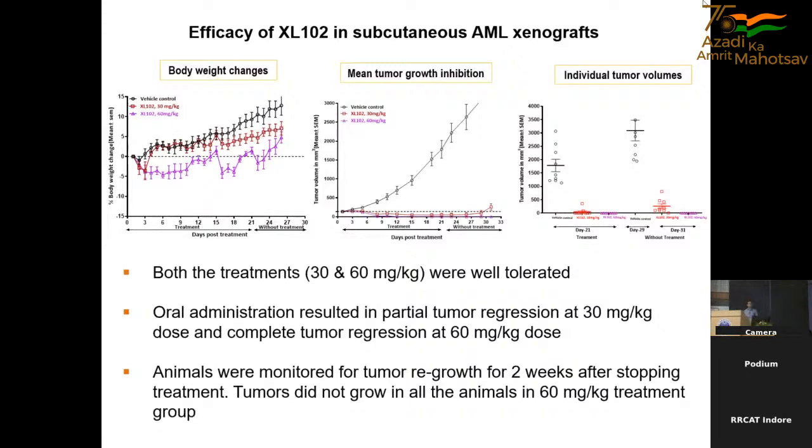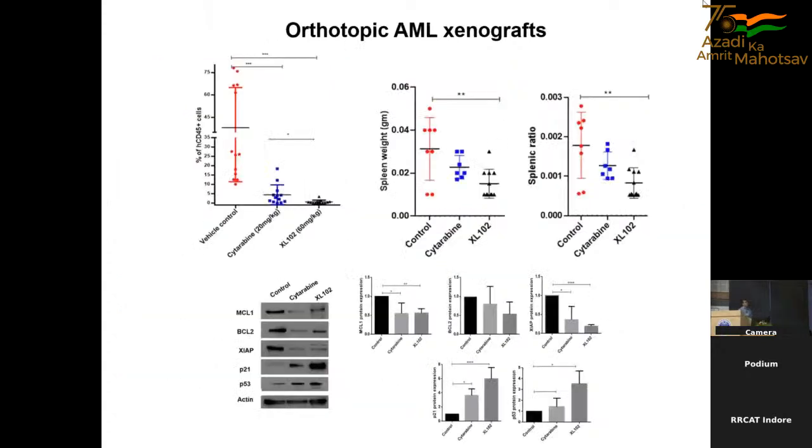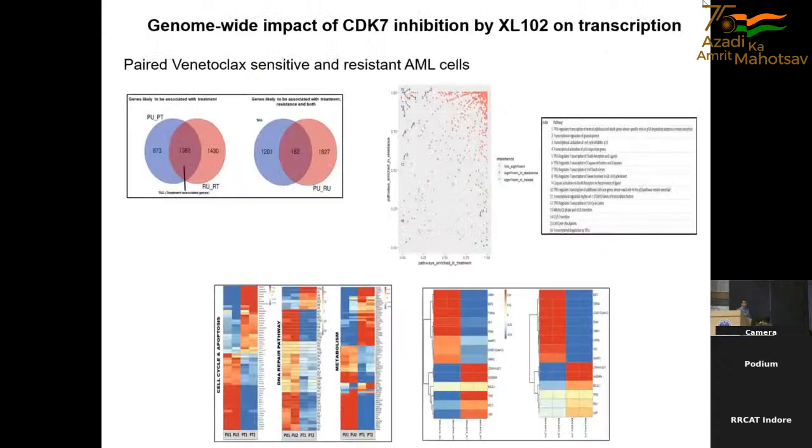Since leukemia is a disease of systemic circulation, we developed an orthotopic AML xenograft, and we found the same results using 60 milligram per kg of XL102. We found a significant reduction in spleen size as compared to the standard of care, cytarabine. And when we collected the bone marrow of these xenografts, we found that MCL1, BCL2, and all the protein data that we obtained from the cell lines and patient samples were in complete agreement with what we found in the animal data. So I'll just quickly go on, I don't need to show the entire thing.